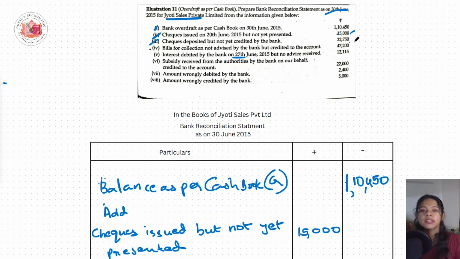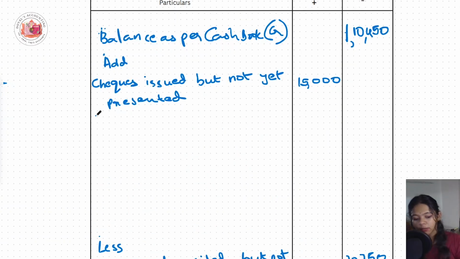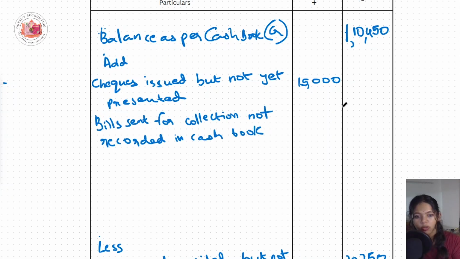The next case is bills for collection not advised by the bank but credited to the account, 47,200. What this basically means is we have received certain bills worth 47,200 in our passbook, but this has not been recorded in our cash book. So my passbook balance is more than my cash book balance, and if I want to equalize the two, I'll have to add in my cash book. Bill sent for collection not recorded in cash book, 47,200.